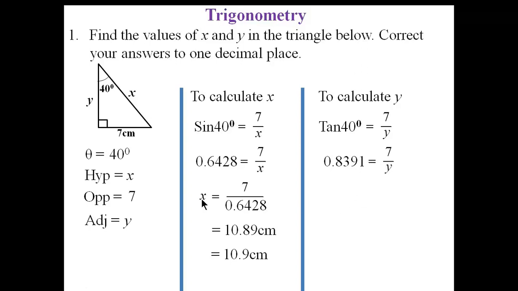Again, we make y the subject of the formula here. If you make y the subject of the formula, you have y is equal to 7 over 0.8391. And from our calculator again, we have y is equal to 8.34 centimeters. And to 1 decimal place, we have it as 8.3 centimeters. By this, we have solved the problem, thereby finding the values of x to be 10.9 centimeters and that of y to be 8.3 centimeters.